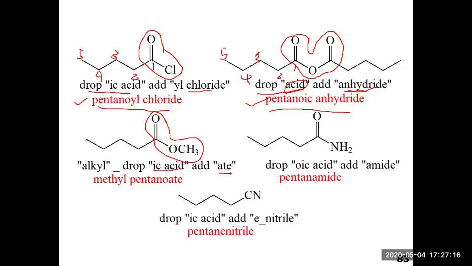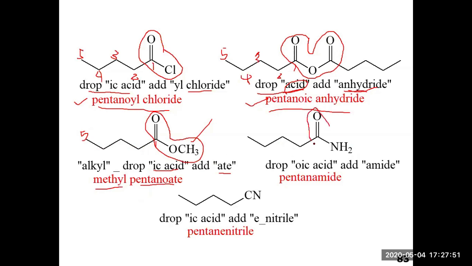Okay, so how do we give the name for this one? We first give the name of the alkyl group that is bonded to the oxygen atom here, and this is methyl. So we have methyl, and then we continue naming this one by adding the word pentanoate. Why pentanoate? Because if you count the number of atoms, this side will have 5 carbon atoms. So this is pentanoate.